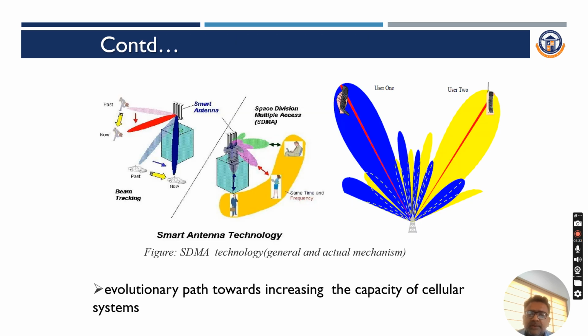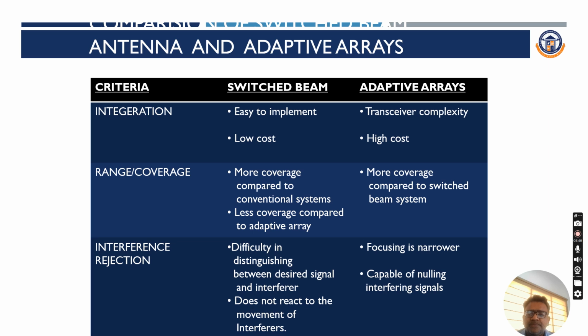So this is an example of space division multiple access, where we can activate the particular beam where the users communicate with each other. It is an evolutionary path towards increasing the capacity of cellular systems. We can also increase the capacity of the cellular system.